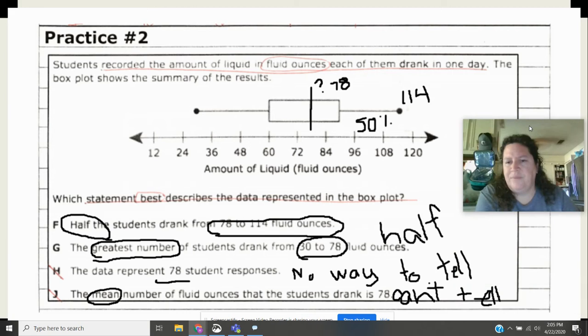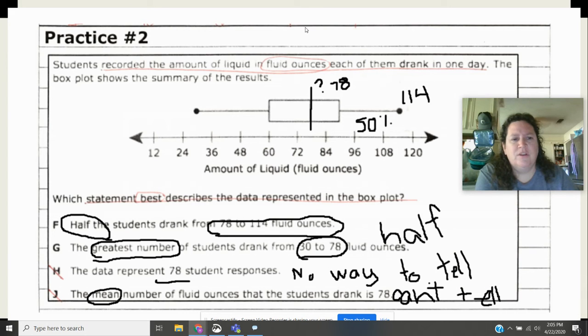So let's look. Let me move that. So we're looking at fluid ounces, recorded amount. We want the best describer of this data. So let's see. Half of the students drank from 78 to 114 fluid ounces. Well, we're going to say that that's about 78, even though it's not marked real well, but we know 78 is between 72 and 84. And this is probably 114 because it's between 108 and 120. And that is 50%. So I'm going to say that that's the right answer.